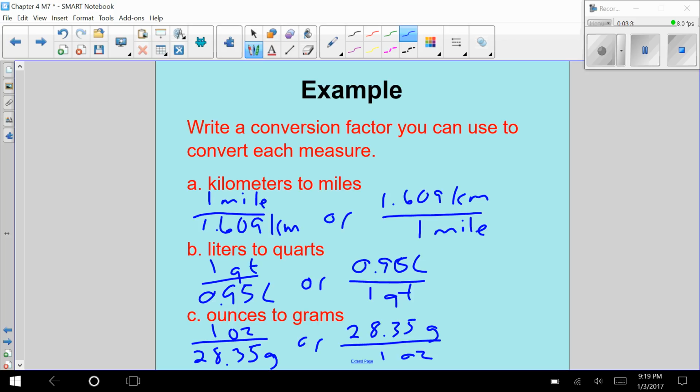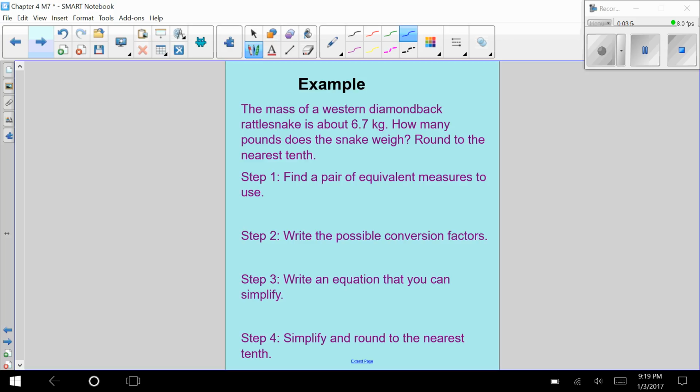Remember, you could also have used the alternative. So for kilometers to miles, we could have used 1 kilometer is equal to 0.621 miles. For liters to quarts, we could have used 1 liter is equal to 1.06 quarts. And for ounces to grams, we could use 1 gram is equal to 0.035 ounces. All right, now our steps to convert are going to be mixed in with this problem.